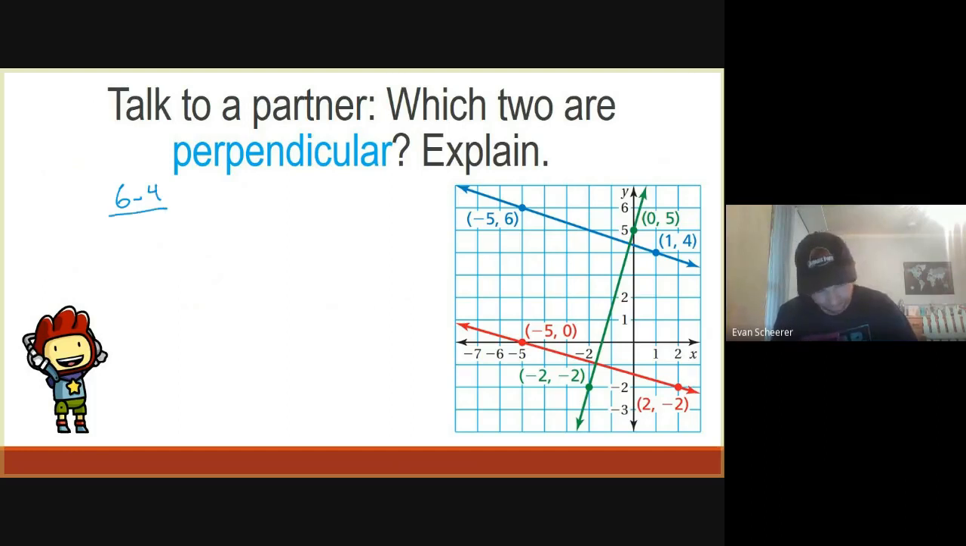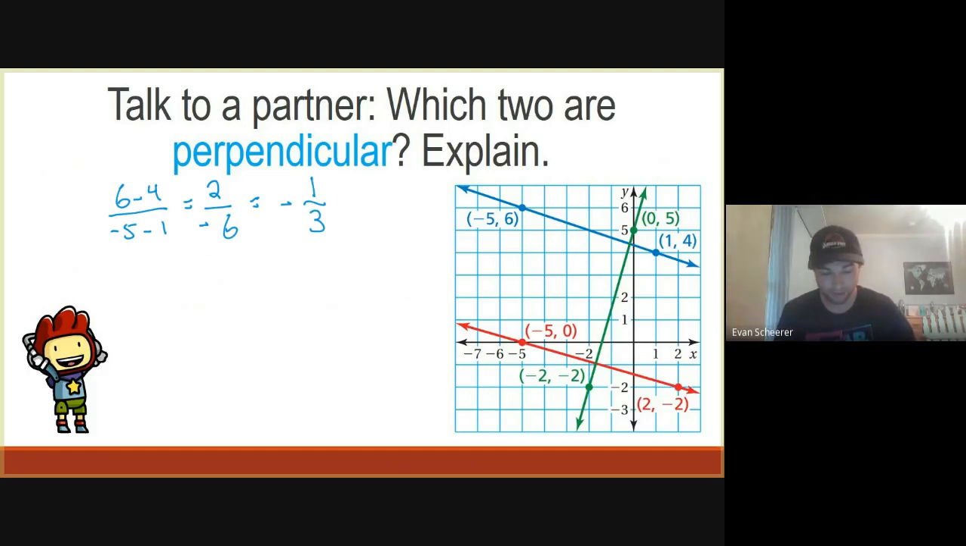over -5 minus 1. Well, 6 minus 4 is 2. -5 minus 1 is -6. Hopefully I'm doing that right. Let's check. 6 minus 4 is 2. -5 minus 1 is -6. Yep. Well, 2 over -6, that simplifies to -1 over 3. So our blue line has a slope of -1 over 3.